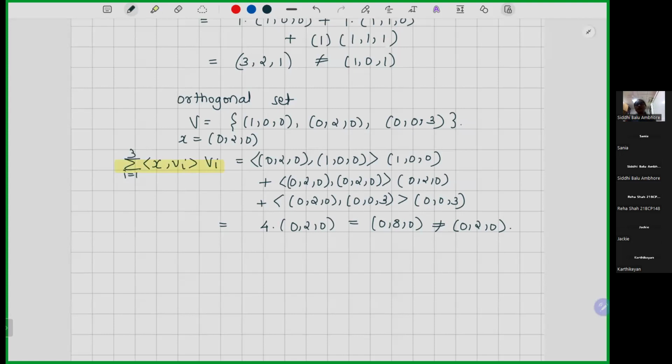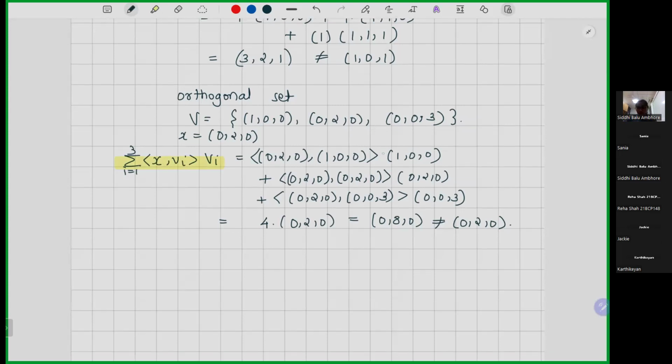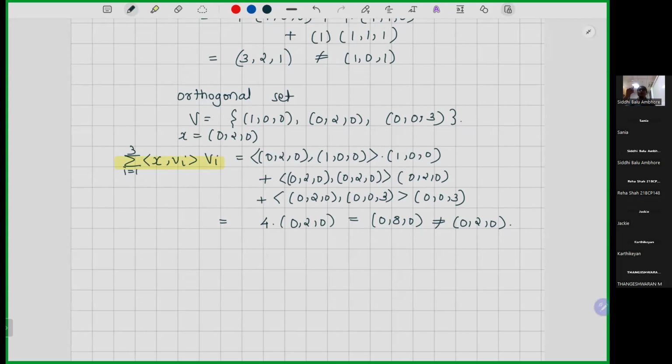Can we say that because we are in R3, the inner product would be the dot product? So if I say the inner product of x comma v1 times v1 would just be x times v1 squared. No, that's not what it is. It would not be a dot product in that case, right?